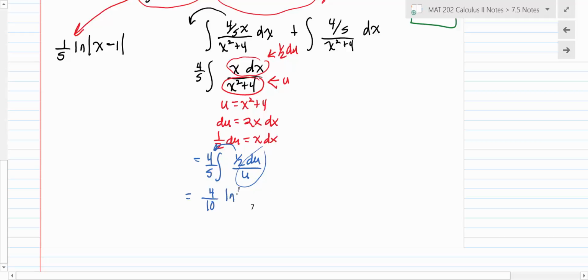So that's going to be ln of absolute value of u. But u was equal to x squared plus 4. So I plug it back in, then I'll reduce the fraction on that, and I'm going to get 2/5 ln of x squared plus 4. Okay, so far we have that, and we have that.